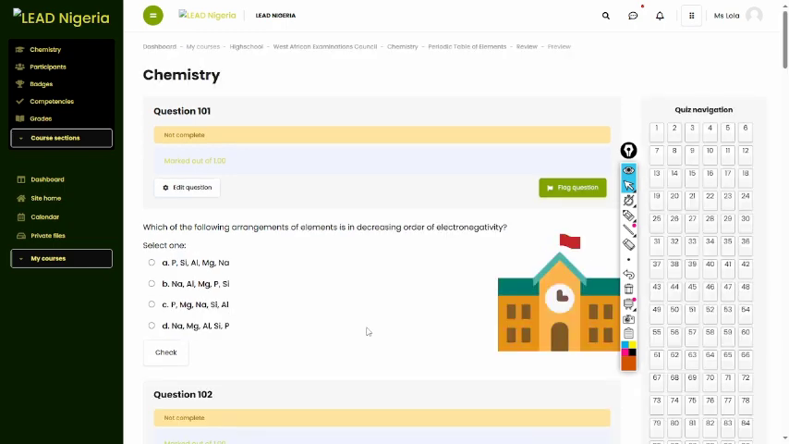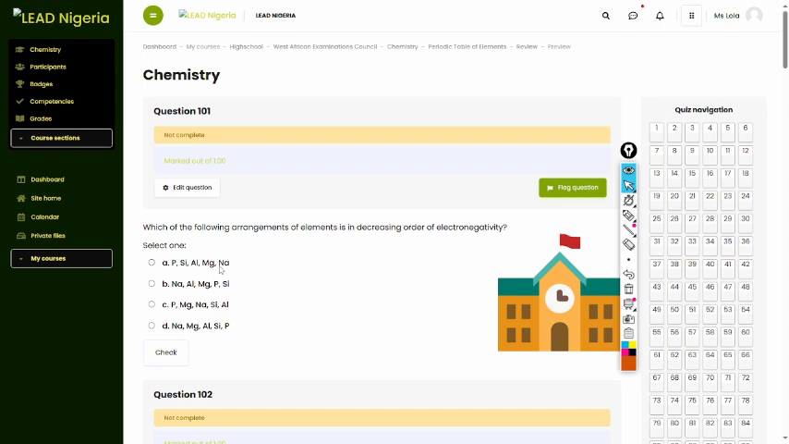Which of the following arrangements of elements is in decreasing order of electronegativity? If you study the elements that are here, you notice that the elements belong to the same period, but they have different groups. So what is the trend of electronegativity as you're going across the period where the groups are changing? Across the period, electronegativity increases.